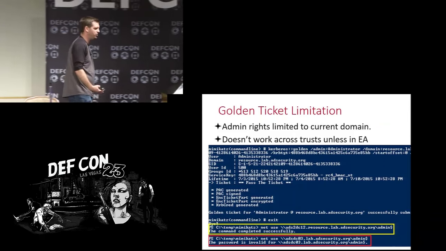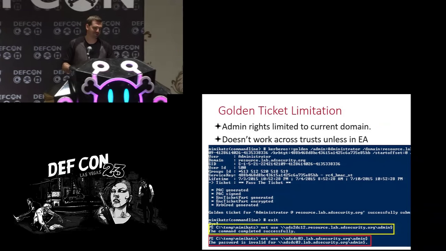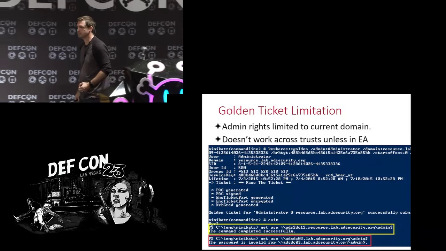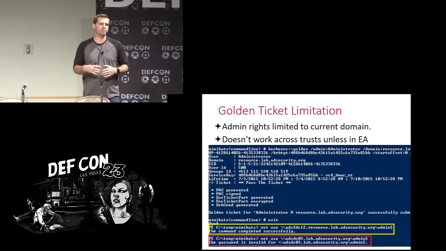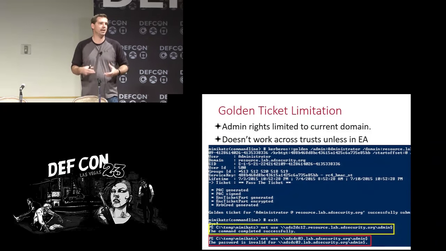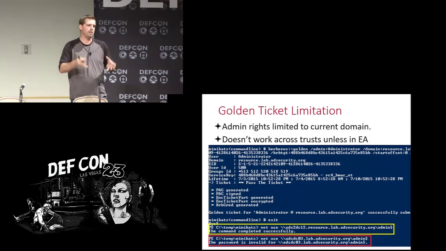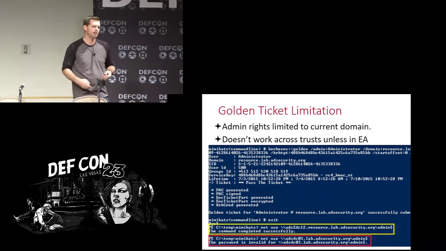But there was a bit of a limitation with this, so to speak, if, you know, having access to wherever you want in a domain can be called a limitation. In a multiple domain Active Directory forest, if we dump the krbtgt account password hash in that domain and the enterprise admin group is not hosted by that domain, then this golden ticket is bounded by that domain. It won't provide admin rights to another one.